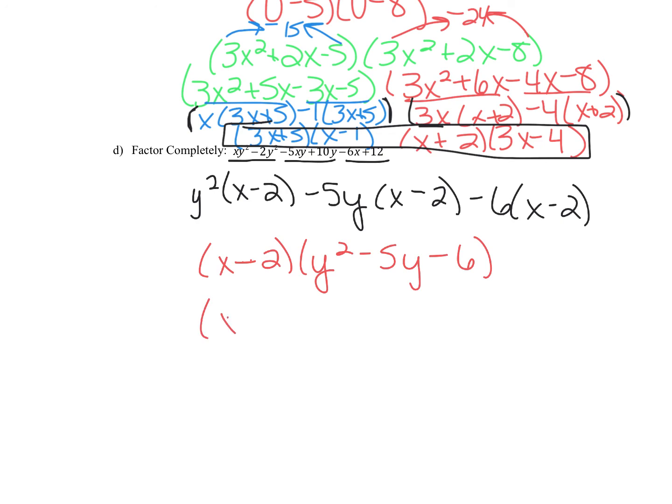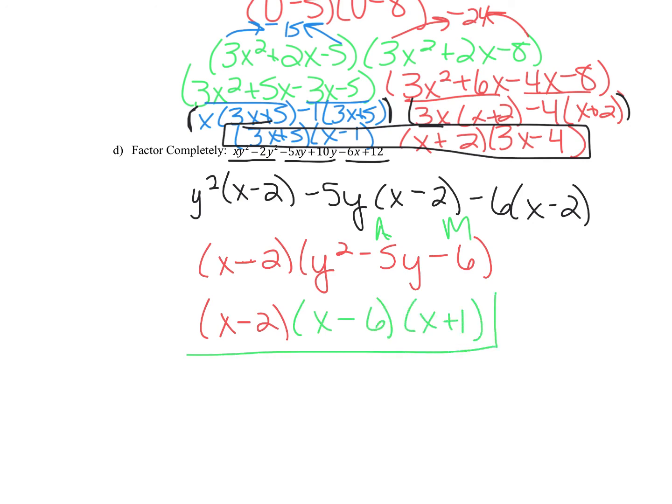So my x minus 2 is done. Numbers that add up to negative 5 and multiply to negative 6 would be negative 6 and positive 1. This is just a factoring problem as well, so I'm done with those factors. And just to fix that one up, probably you noticed, but this has y's in it, so I need to have y's in these factors.